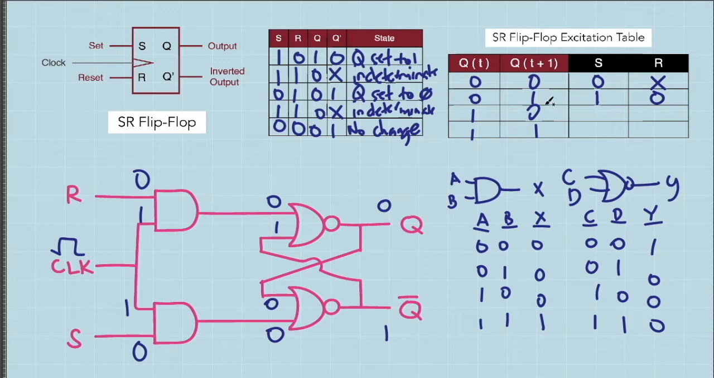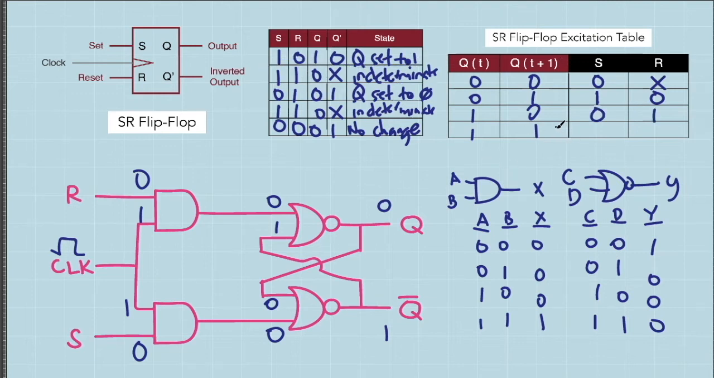For the third case where initially the output Q is logic 1 and then after one clock pulse, it is now at logic 0. So looking at this table, this is only possible when set is at logic 0 and reset signal is at logic 1. Note that I'm not considering the indeterminate state.